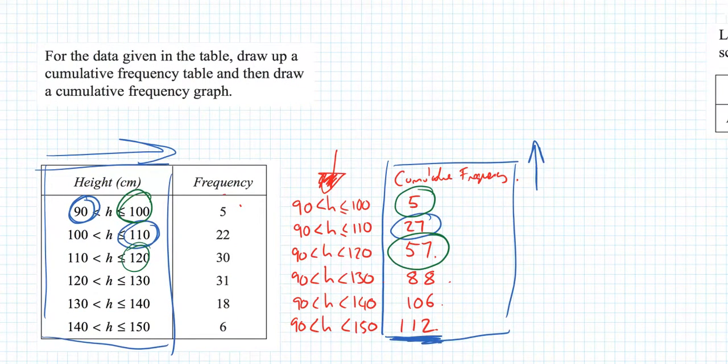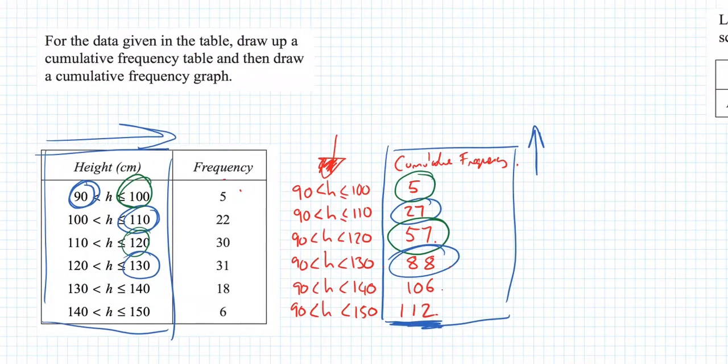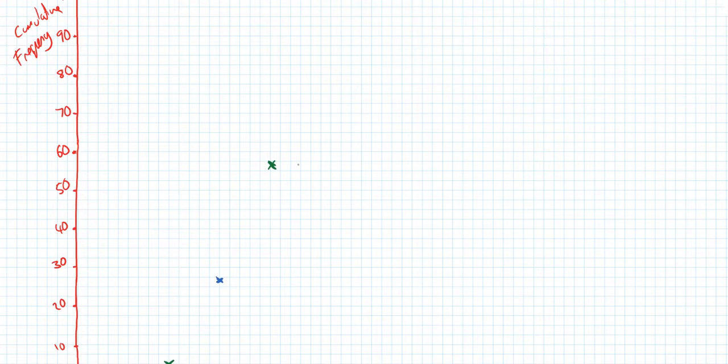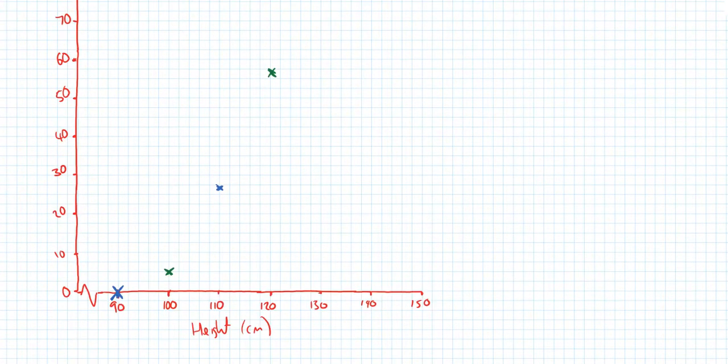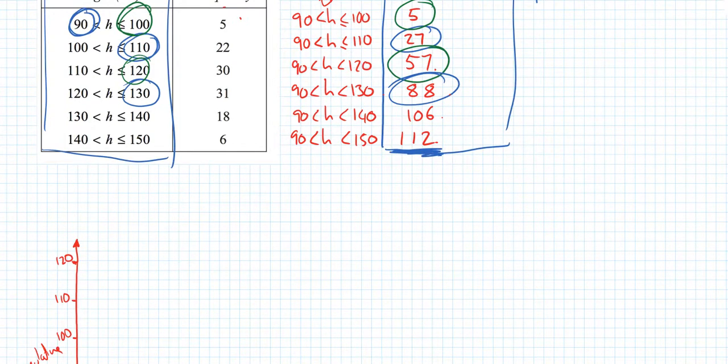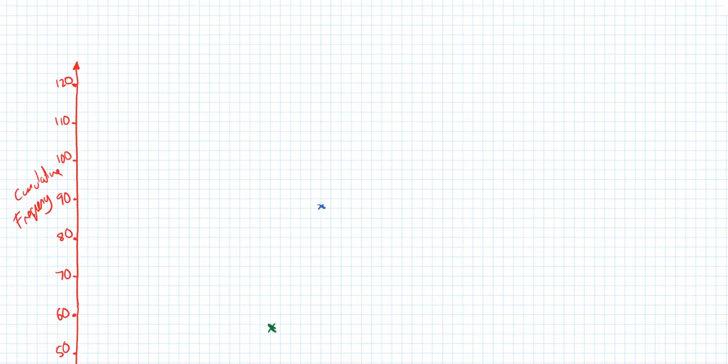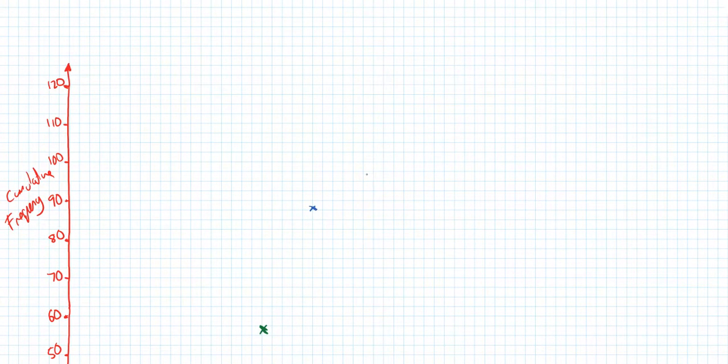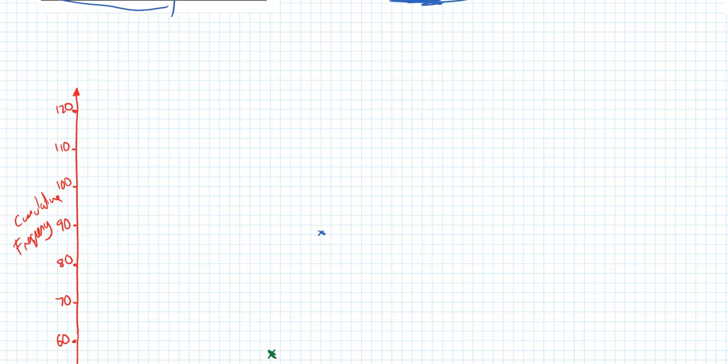Then we have 88. Well, we have 88 people who have a height of up to 130. So 88, 130. 88 is going to be just about there. Let's carry on. And then our next one is going to be at 106 and 140. So we go 5 across and then count up to 106. Going to be about there.